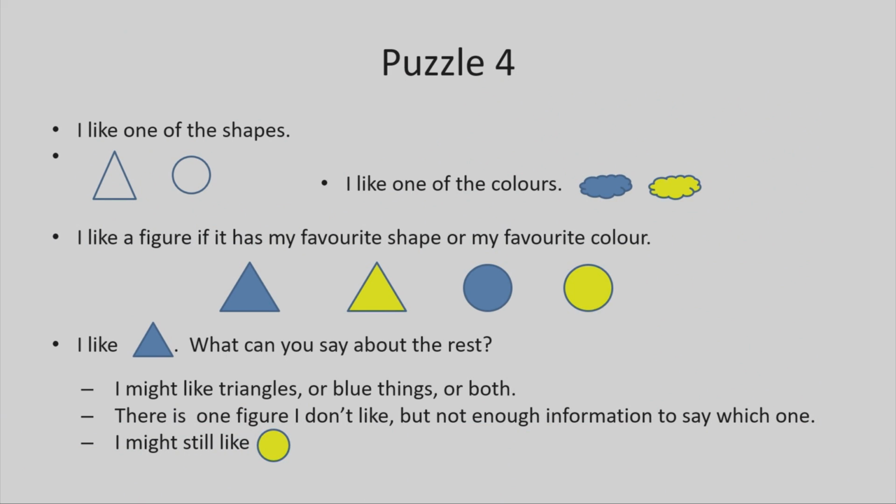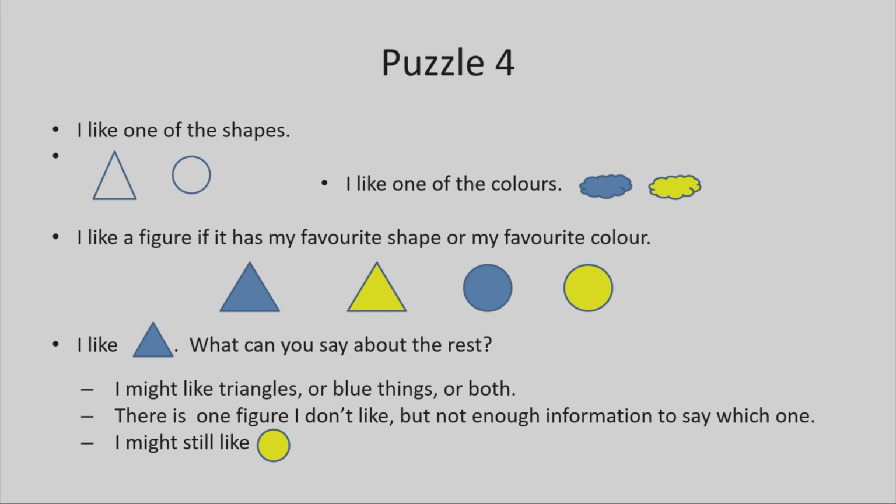So hello, last time we looked at a puzzle about liking shapes and colors and not being picky about what you like. I like triangles or maybe circles, and I like blue things or maybe yellow things. And I am happy with something if it has my favorite shape or my favorite color. So suppose I like triangles. What can you say about the rest?